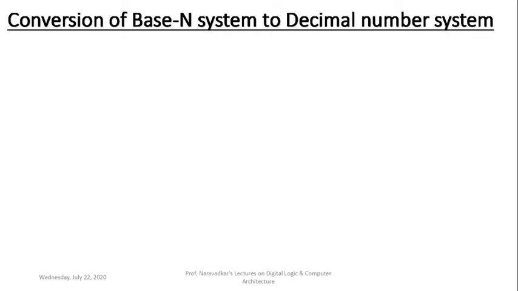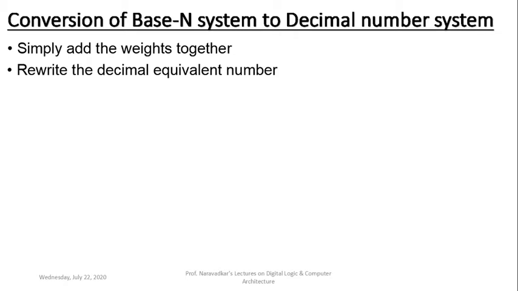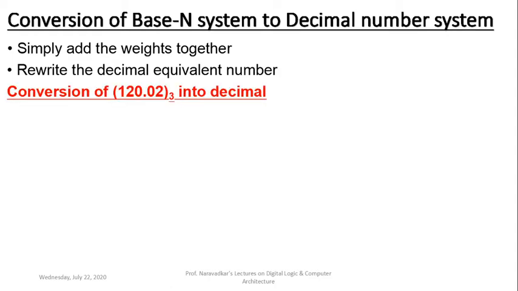So very simple, this conversion can be achieved simply by adding the weights together. Simply add the weights together and rewrite the decimal equivalent number here. So this procedure, this algorithm, is so simple. Let us start with an example straight away. Conversion of this ternary number 120.02 ternary, base 3, into its decimal equivalent.